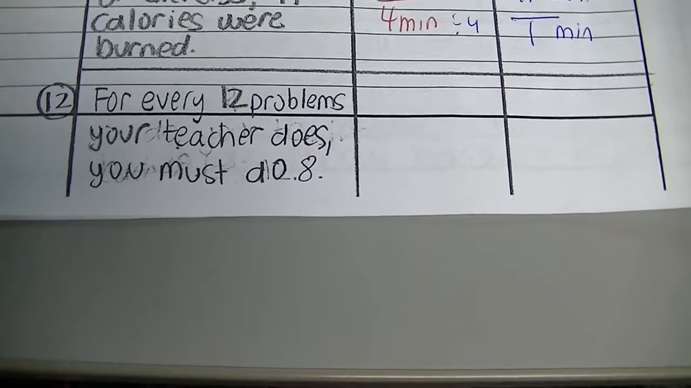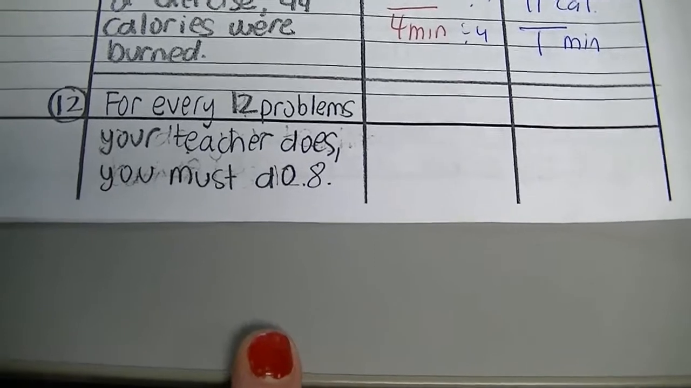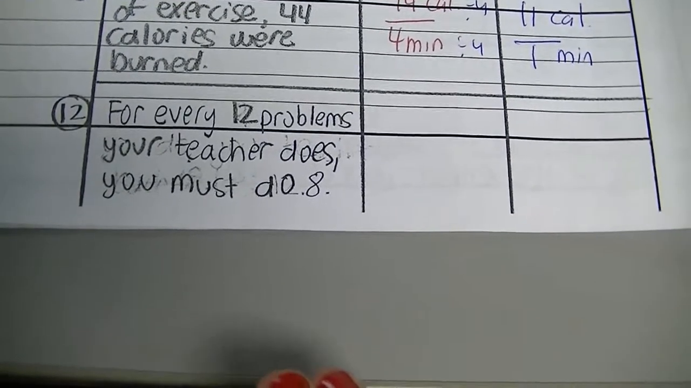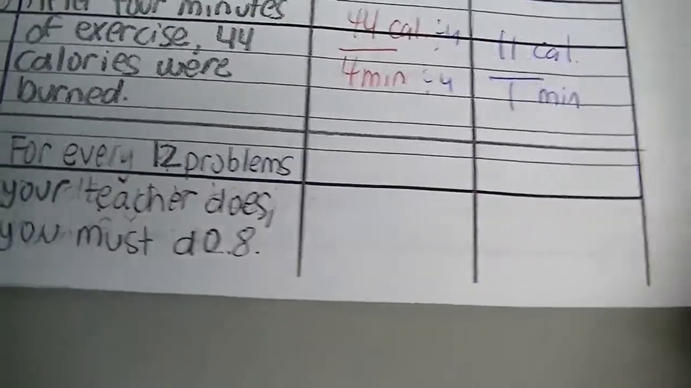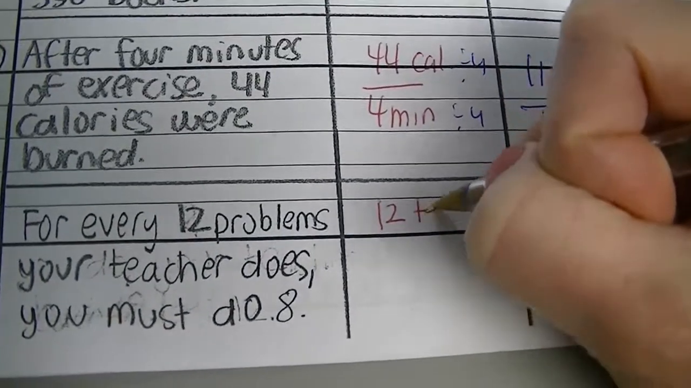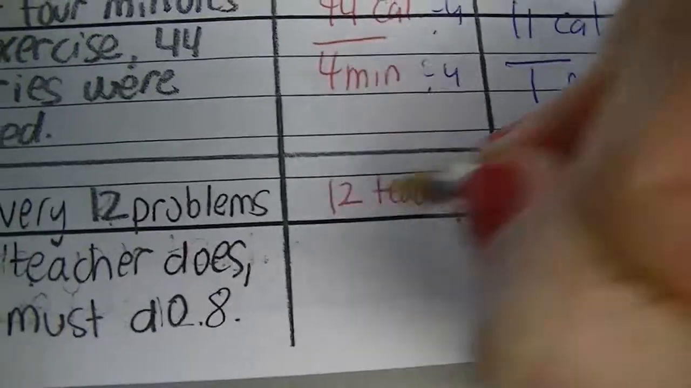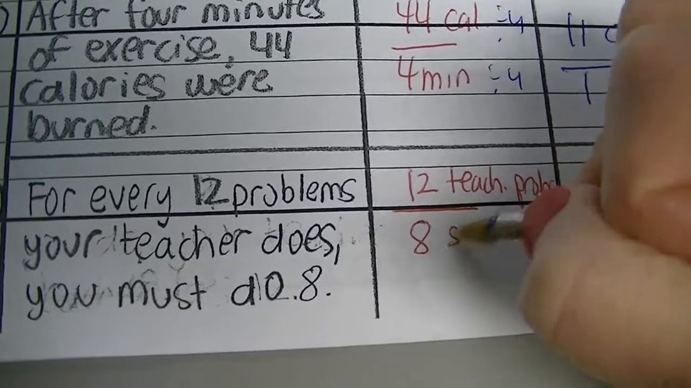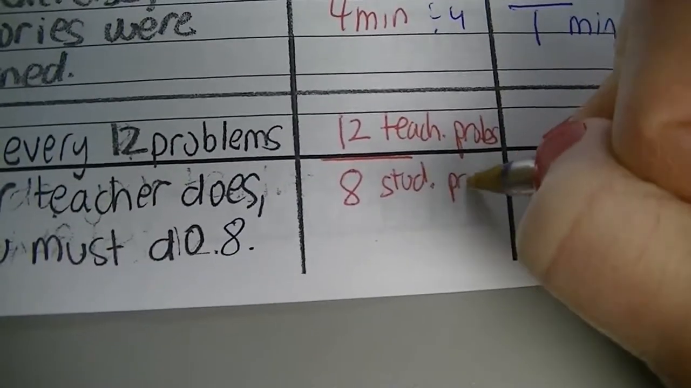Okay, so if I'm concerned about how many problems the teacher has to do if a student does 1, I would want the student number of problems on the bottom, because I would want that one to equal 1. Okay, and here's what that would look like. So I'm going to put 12 teacher problems. I'm going to abbreviate teacher problems, because the student does 8. I'll abbreviate, that's a nice one, stud probs.